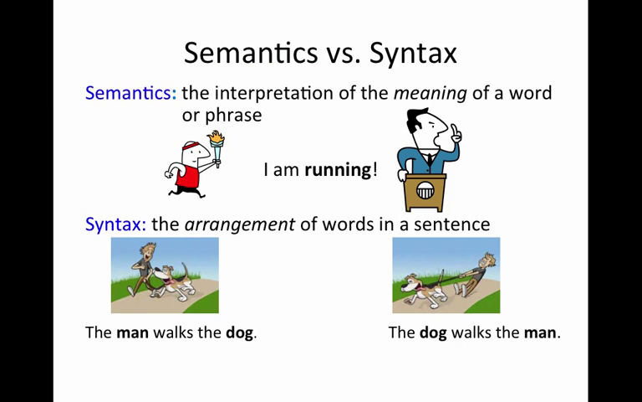The next levels are semantics and syntax. Semantics has to do with vocabulary. It's the interpretation of the meaning of a word or a phrase. I am running can hold multiple meanings, and students need to be able to tell the difference between the way that word is being used in a sentence or a phrase in order to make meaning from communication. Syntax is the arrangement of words in a sentence, and that matters a lot for interpreting text as well. The man walks the dog versus the dog walks the man holds very different meaning, yet occurs through a very small switch of just 2 words in a sentence.